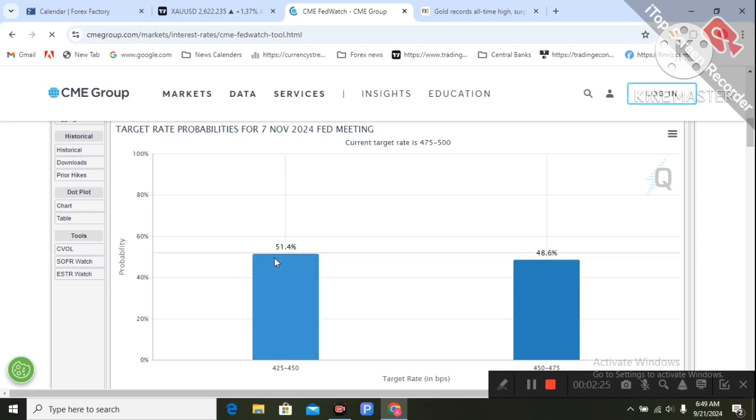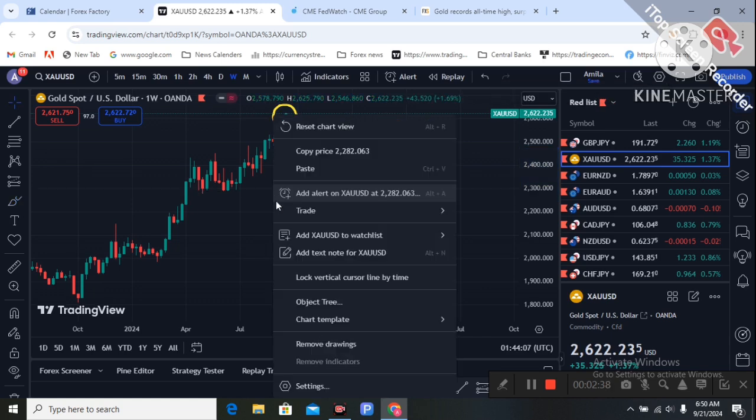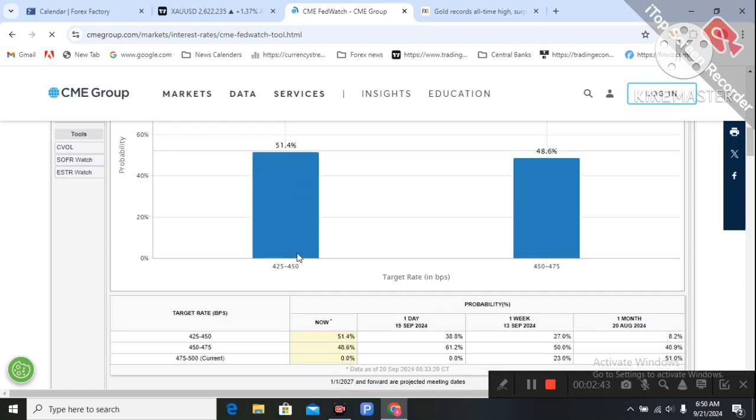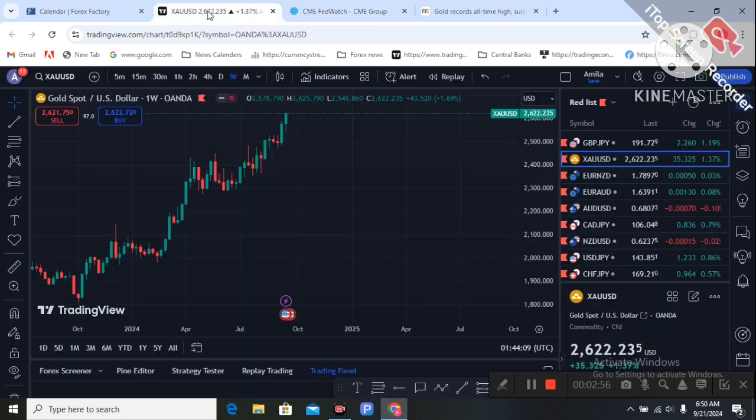The next FOMC meeting in November will help gold push to the upside. I am hoping for 2650-plus gold price. Next week the rate cut expectation of 50 bps for the next FOMC meeting will increase, and that will help gold push to the upside again. So you should keep in touch with the Fed Watch Tool website to see the rate cut forecast for the next FOMC meeting. That is the reason for gold demand.